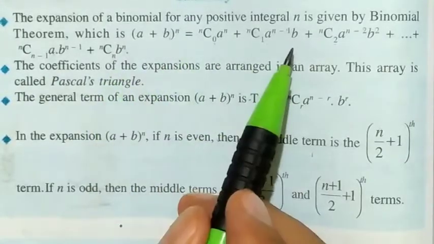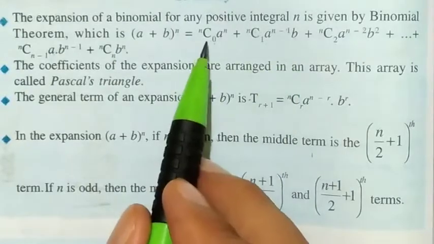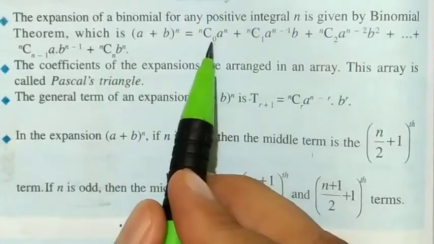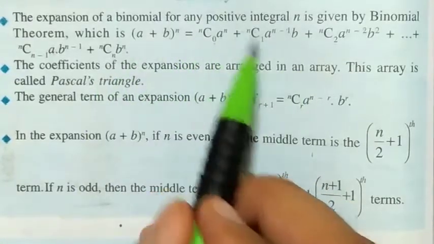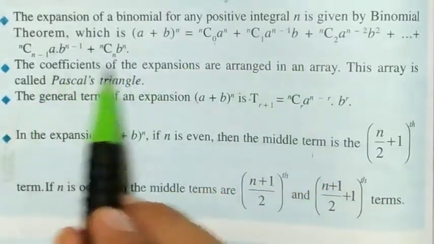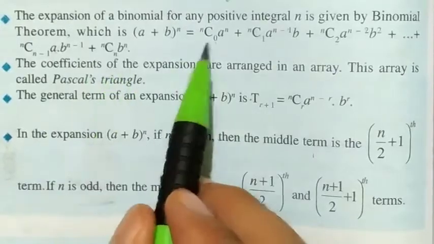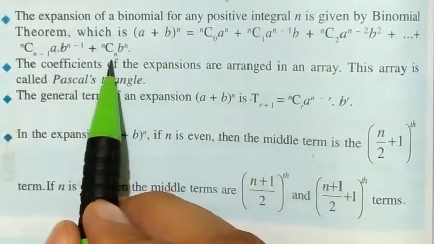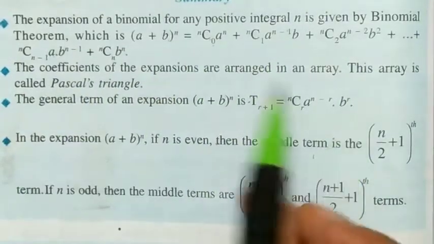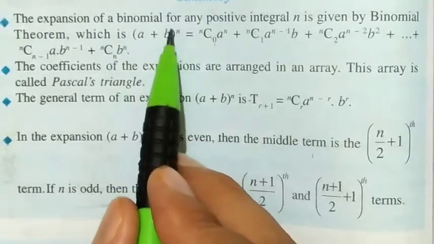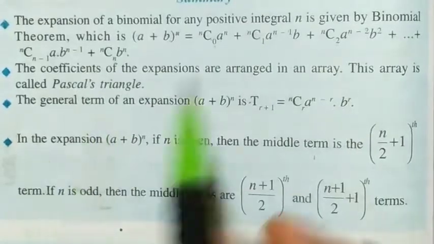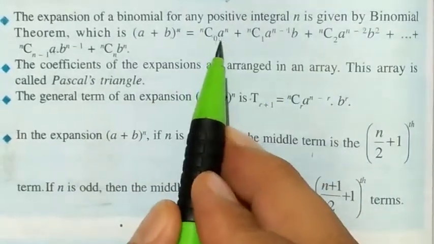So how many terms are there? Is it n terms? No, there are n plus 1 terms, because 1 to n there are n terms and 0 is also there. So nC0, nC1, nC2, these are called the binomial coefficients, up to nCn. So from nC0 to nCn there are n plus 1 coefficients, means n plus 1 terms are there. So in a plus b whole power n, whatever n is, we get one more term than this. This is the first fact.